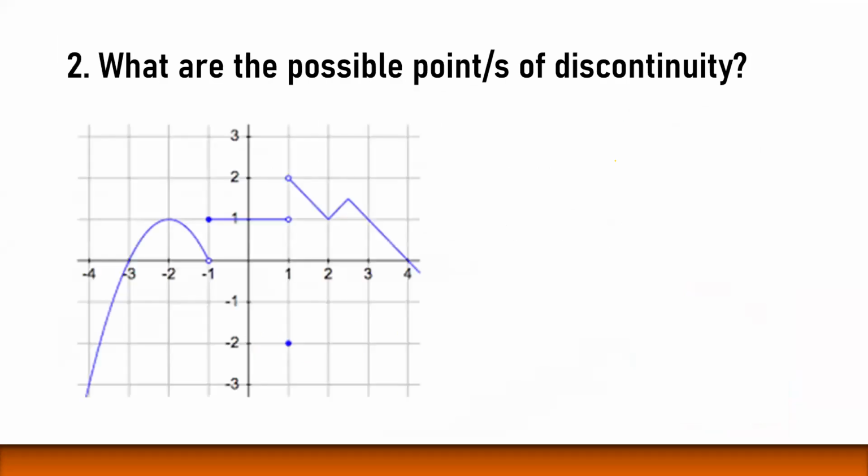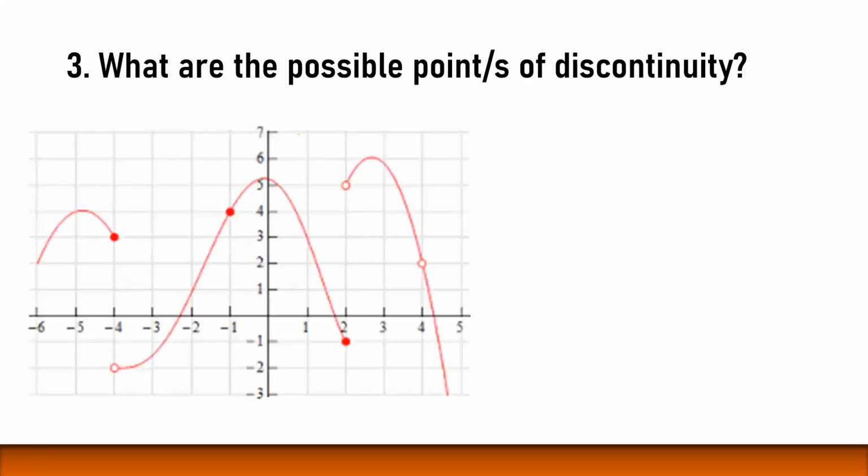Okay, next question. What are the possible points of discontinuity here? Okay, fast forwarding our timer, we have negative 1 and positive 1. So, meron tayo dito sa negative 1, tapos dito naman sa positive 1. Okay. Now, let's go to example 3, question number 3 rather. What are the possible point or points of discontinuity here?